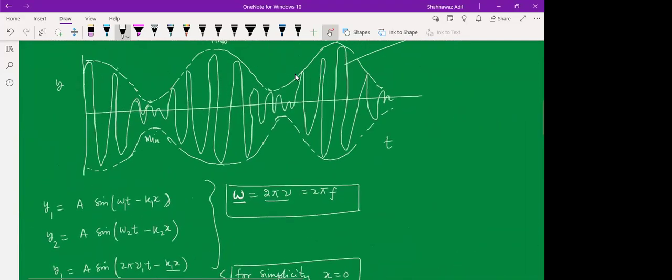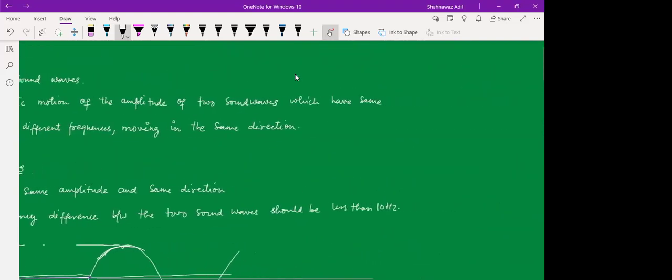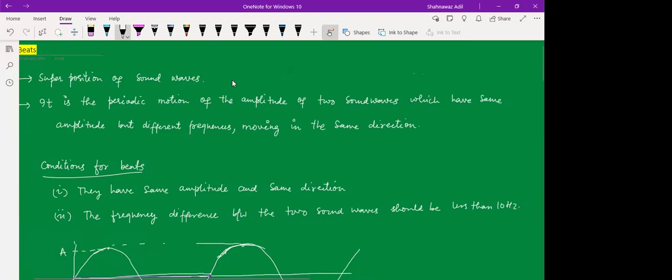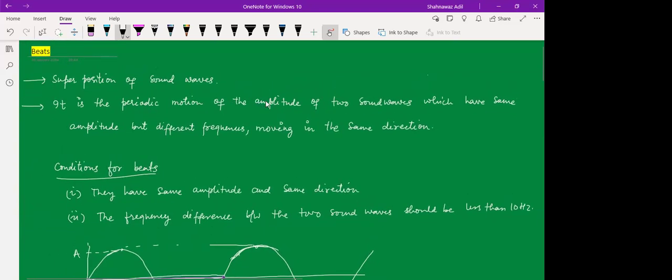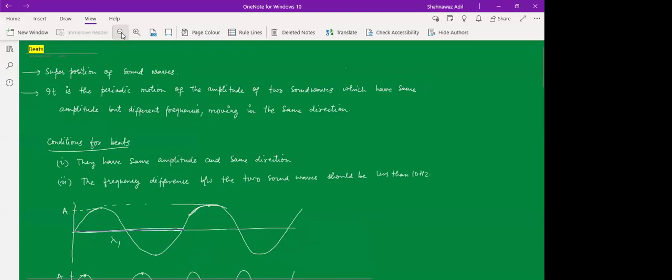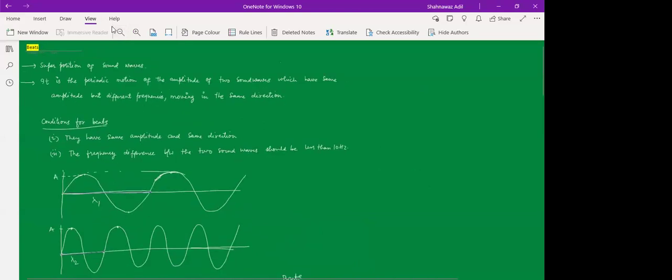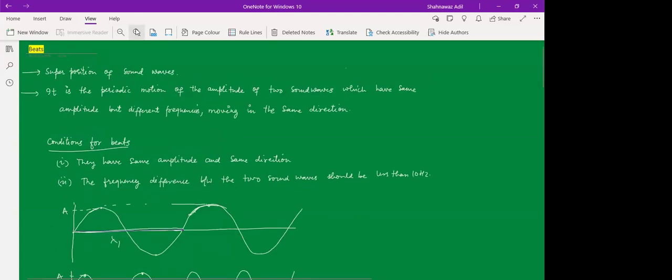Yes, sir. Then please write it down. Beats are the superposition of sound waves, but the important condition is that their amplitude, their peak, should be the same, and they are traveling in the same direction, right? But they have slightly different frequencies. These are the conditions. Right? So please note it down, and then we'll talk about standing waves. So just superposition of sound waves, right?